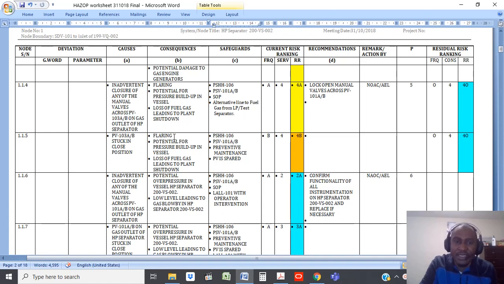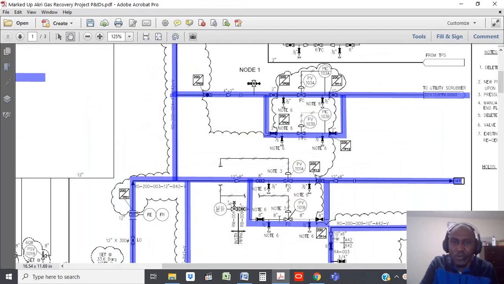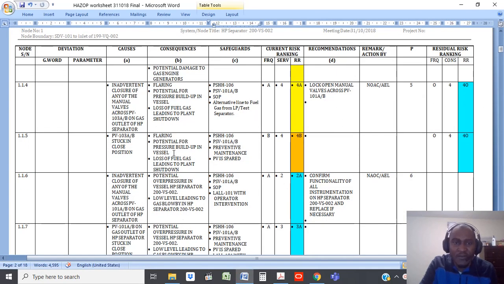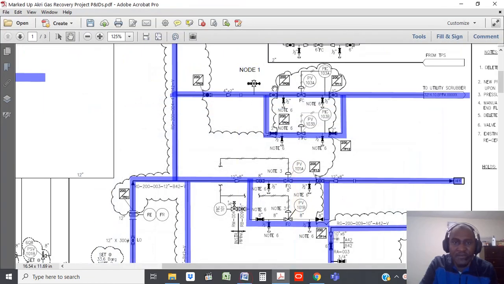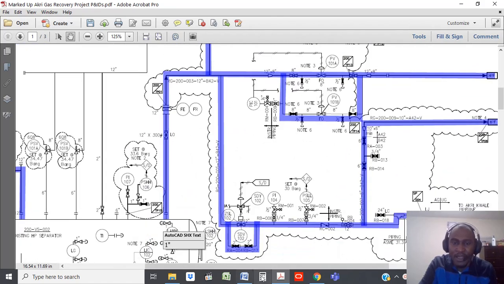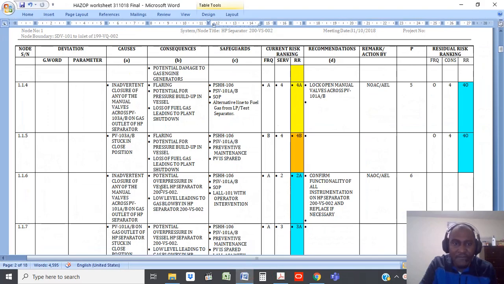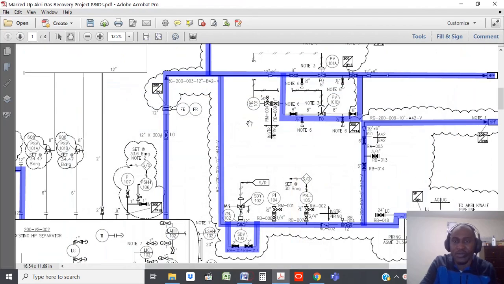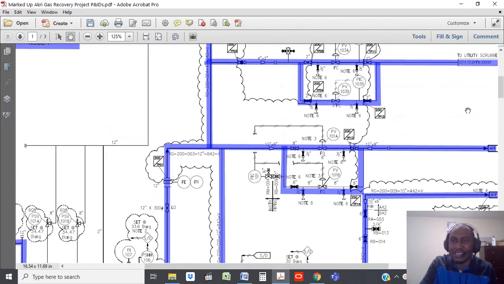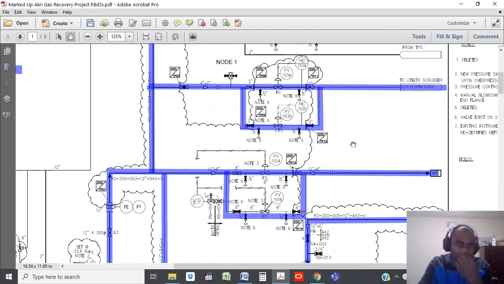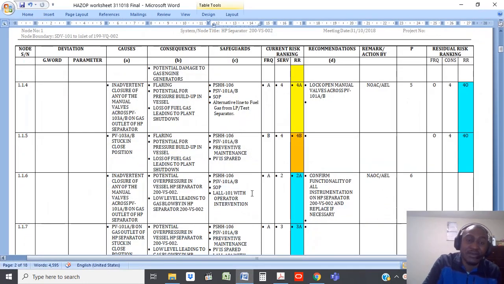And then you have flaring, meaning the flare lines would have to open up, the logic would open it up, and you just have increased flaring. Potential for pressure buildup in vessels. So if this closes temporarily or momentarily, you would see a pressure spike up in this vessel. And then also you could have loss of fuel gas leading to plant shutdowns. Yes, because these lines send gas to the fuel gas system and the gas turbines, and not having gas there could actually lead to the entire plant shutting down.